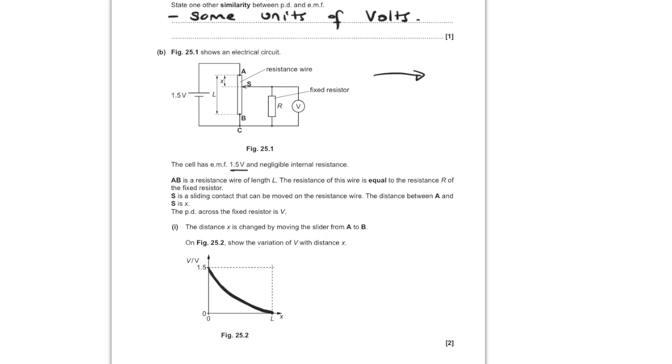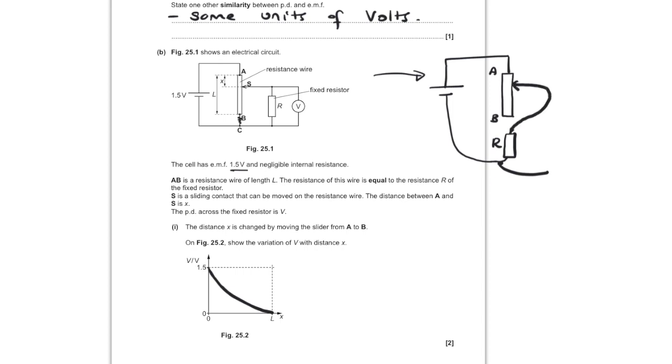Let's just write that down here. So if BC is removed, you're still going to have 1.5 volts. I'm going to have the resistance wire. And now since BC is removed, you're going to have the fixed resistor in series actually. So this is your resistor R, and I've drawn the worst diagram ever. So we are sliding that contact from A to B. That contact should be touching the wire, so like so, let's just start with position X. And we have a voltmeter which is across the fixed resistor.